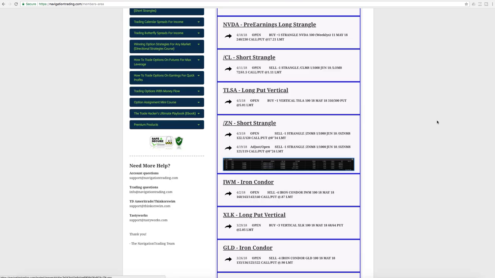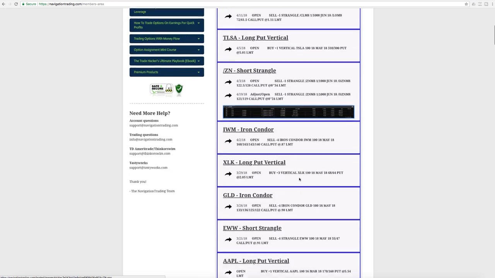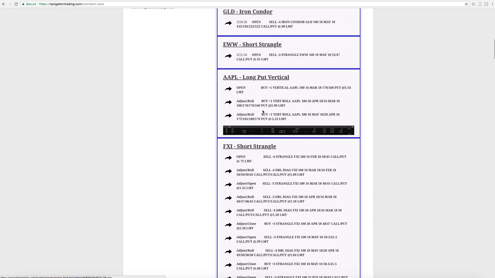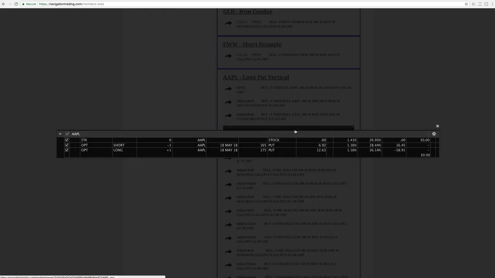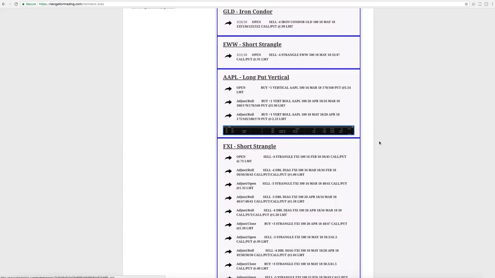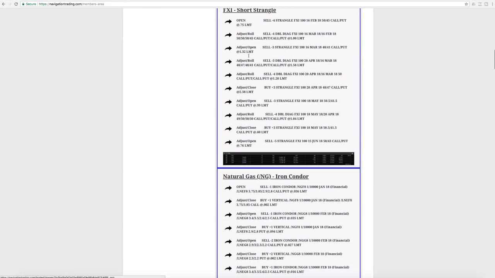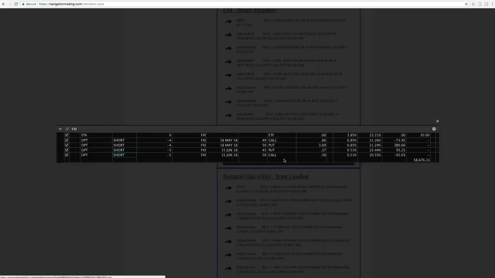So hopefully you guys like that. It is another step that we have to do to produce, so if you do like it, don't like it, let us know. Hopefully that's helpful. You can go through and see any trade that has had any type of adjustment. You're going to see that. For example, here's one in Apple. Obviously FXI, you can see we've had a lot of adjustments. So you click on this, you'll see exactly the different positions that we have right now.